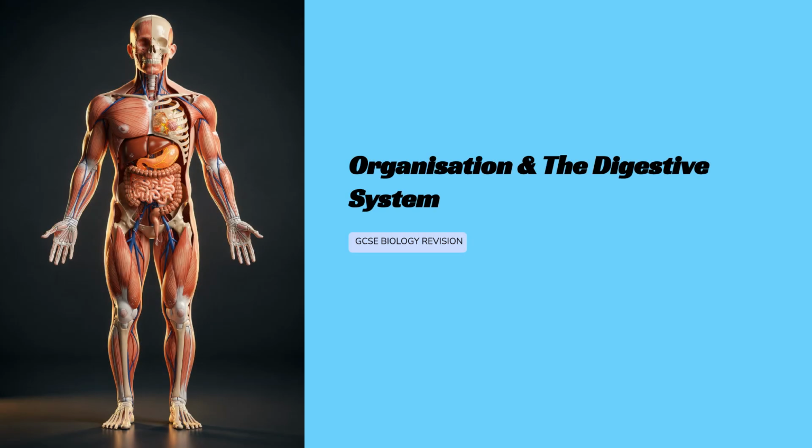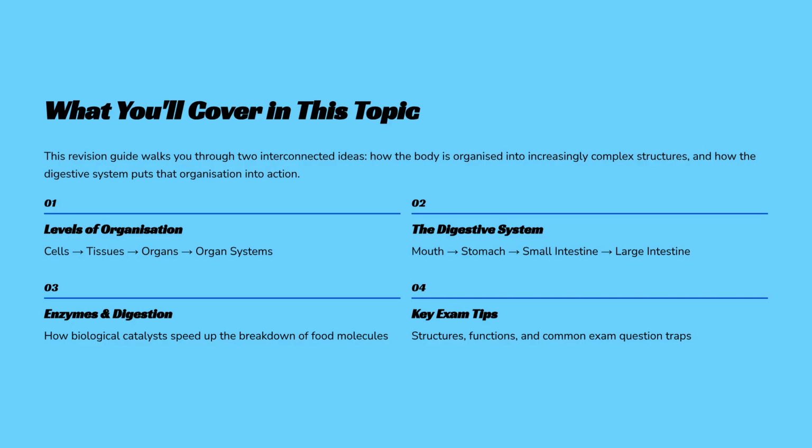Welcome to this GCSE Biology revision video on organization and the digestive system. We will explore how the human body is organized, from the smallest cell up to the entire digestive system, and how food is broken down step by step. This video covers 4 main areas: the levels of organization, the digestive system's journey, the role of enzymes in digestion, and key exam tips. We'll start by looking at how the body is structured.